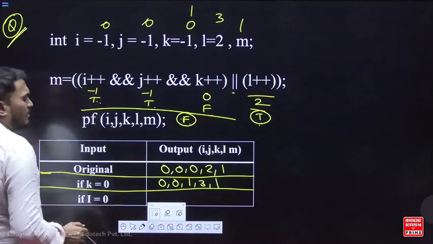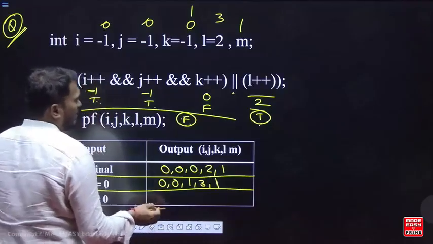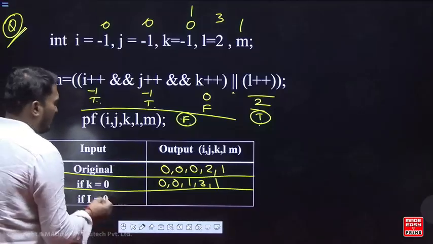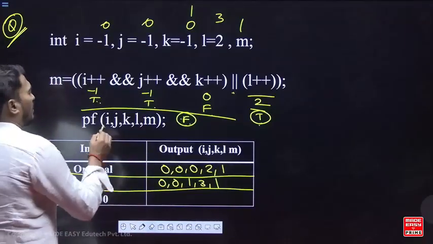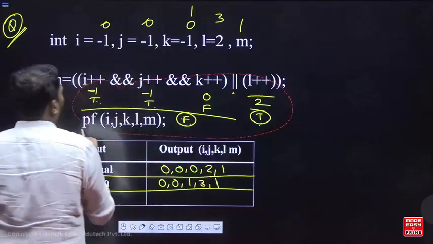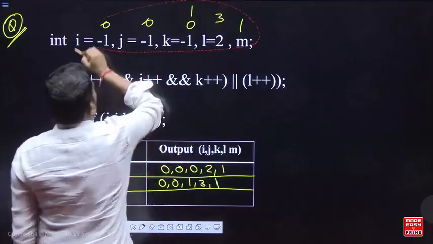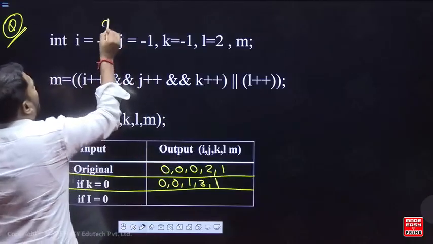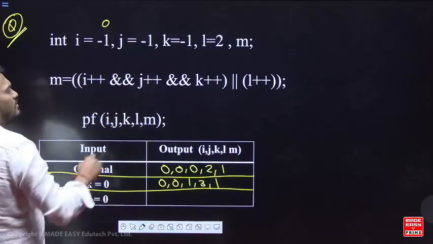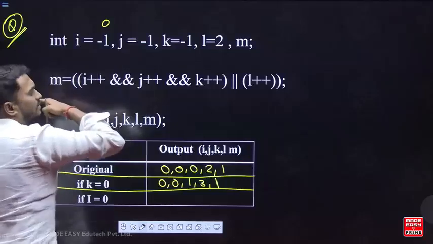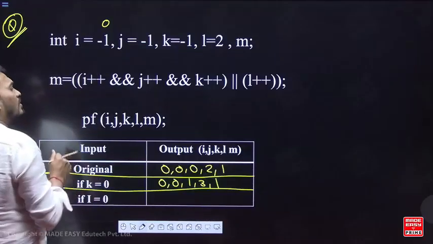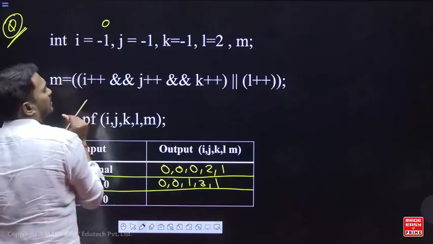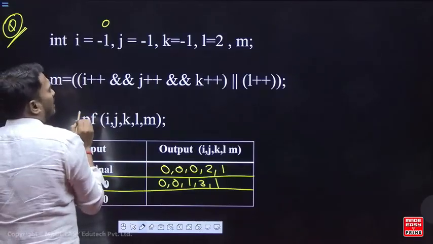Okay, so next, listen here. Next, if k equal to 0, then what happens? The third one, you see here. Third one, if k equal to 0, sorry, if i equal to 0. So if the i value is 0, that is the third one. The remaining is exactly the same, only if i equal to 0, then what happens? Please understand here. Tell me what happens here.